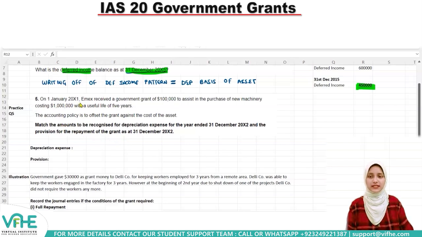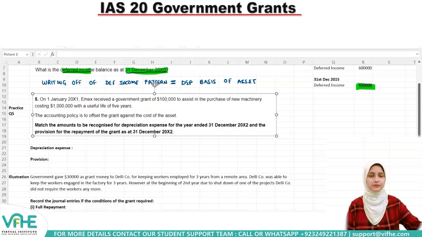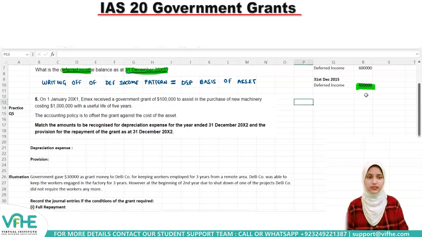On 1st Jan 2011, MX received a government grant of 100,000 to assist in the purchase of new machinery costing 1 million with a useful life of 5 years. The accounting policy is to offset the grant against the cost of the asset. Okay. Now, if the accounting policy is to offset the grant money against the cost of the asset, then this is method 2, where you will remove this from the original purchase price. Okay. So, now if there was no grant in picture, how would your depreciation look like?